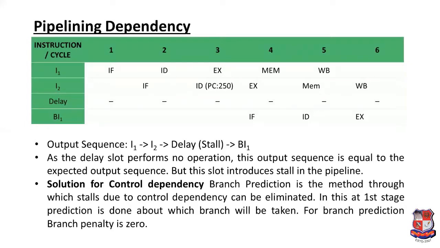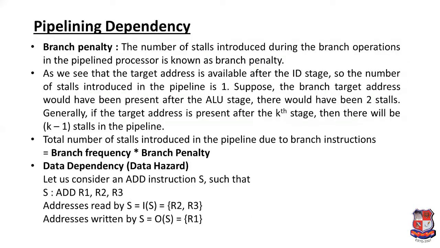In this, at the first stage, a prediction is done about which branch will be taken. For branch prediction, the branch penalty is 0. Here, the number of stalls introduced during the branch operations in the pipeline processor is known as the branch penalty. As we see, the target address is available after ID, that means the instruction decode stage, so the number of stalls introduced in the pipeline is 1.